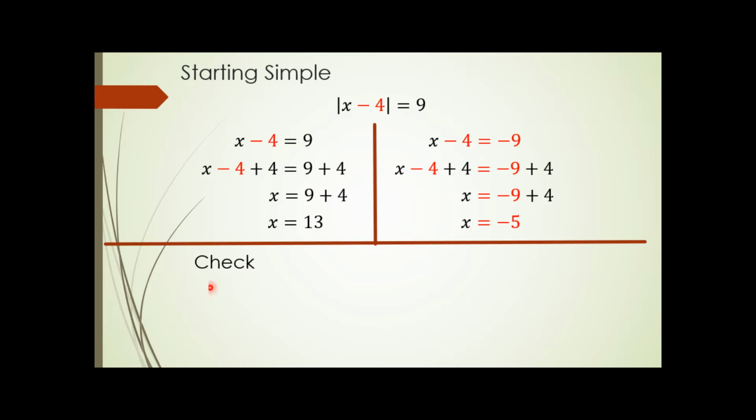So if you're not entirely sold that these two are the solutions, let's go ahead and do a quick check. So we're going to bring that -4 down, and we're hoping to get to a 9. So we're hoping to get to a positive or -9. 13 minus 4, well, that's going to get us a 9. And -5, -4, both negative, so they add to -9. Both 9 and -9 are 9 units away from 0, so they're both solutions. So we would display the answer like this with the curly braces.